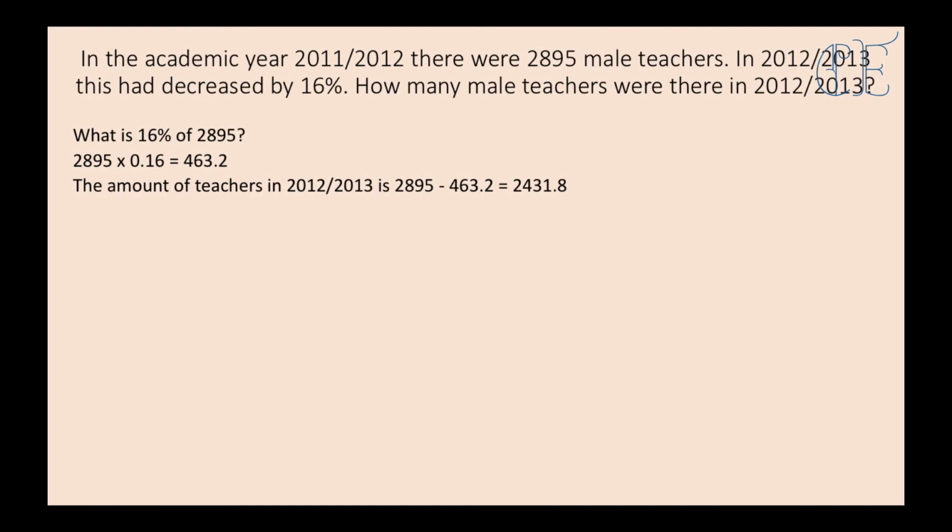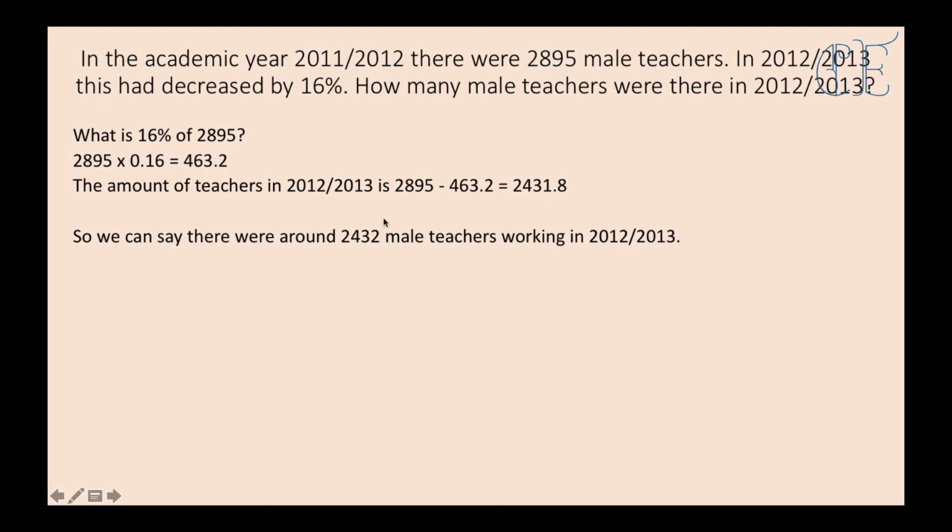Okay, so be careful. So the amount of teachers in 2012 to 13 is 2,895, take away the 16%, which is 463.2, leaving us with 2,431.8 male teachers. So that's the way you could do it. I know you can't really have 0.8, so we could say there were around 2,432 male teachers working in 2012-13. We've rounded up to the nearest whole number rather than putting the 0.8 on.